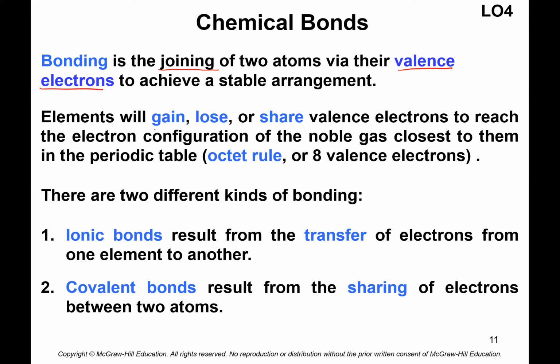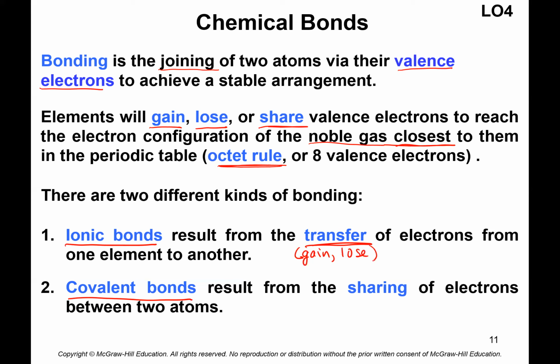Elements can gain, lose, or share their valence electrons in order to achieve the electron configuration of the noble gas closest to them. This is how we define the octet rule. We're going to talk a little bit more about that on the next slide. First, let's recall what the 2 types of bonding are: ionic bonding and covalent bonding. Ionic bonding results from the transfer of electrons. When you transfer electrons, you gain them or lose them because they're being transferred.